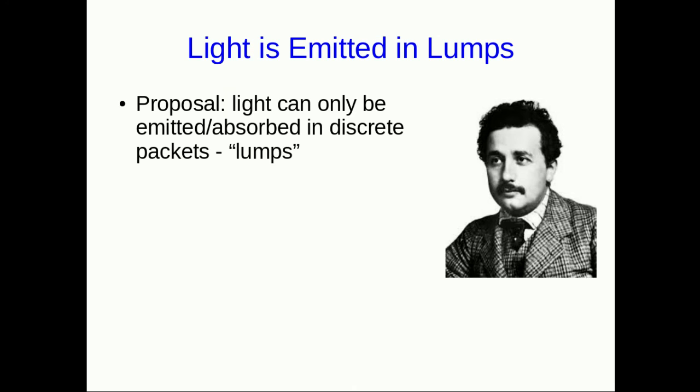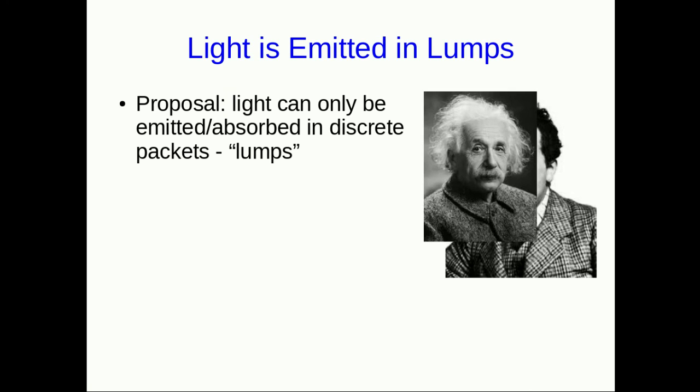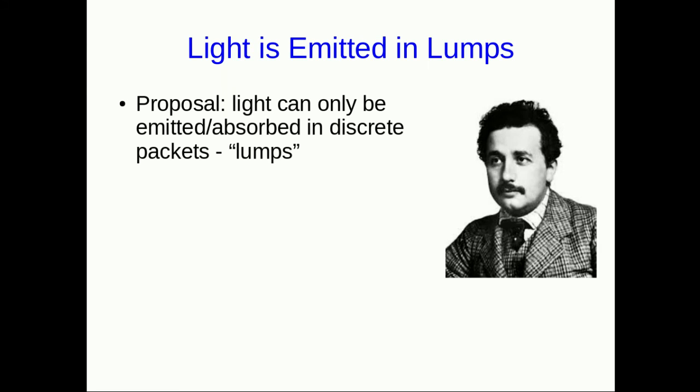Well, to resolve this weird dilemma, along comes this guy. And you're probably used to seeing him looking like this, but in 1905, when he was making this proposal, this is what Albert Einstein looked like. Well, he proposed that light could only be emitted or absorbed in discrete packets, I'll call them lumps. Now, it wasn't Einstein's idea. It was first proposed by Max Planck to explain something else. But Planck thought of it as a mathematical trick, not a real piece of physics. But Einstein realized that it would resolve the photoelectric effect.